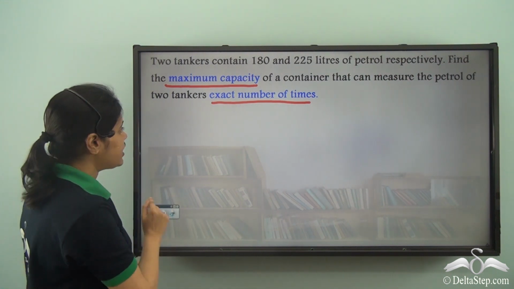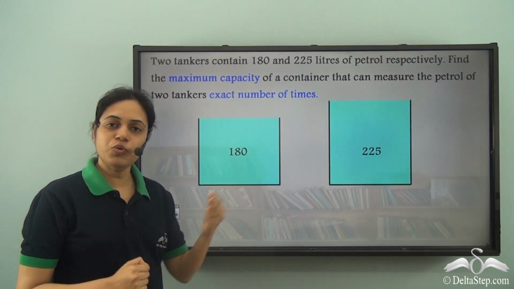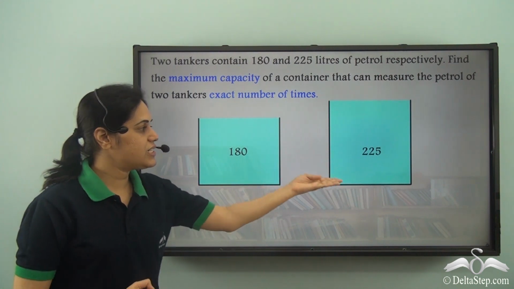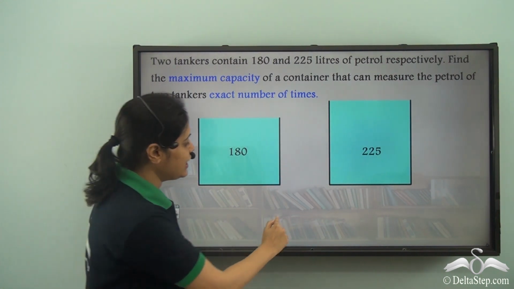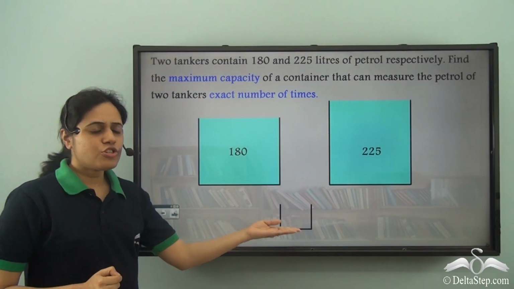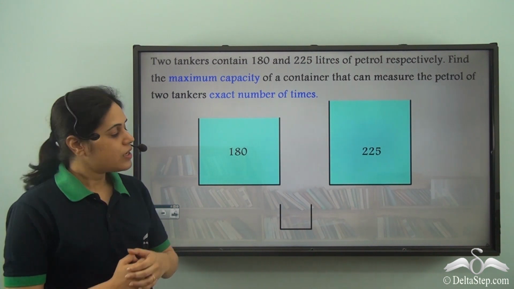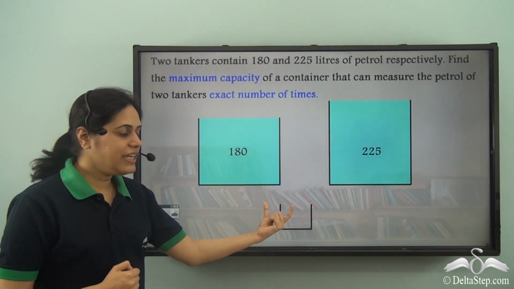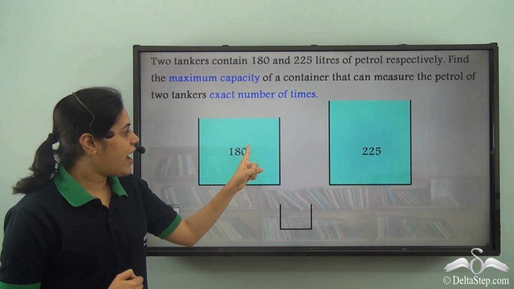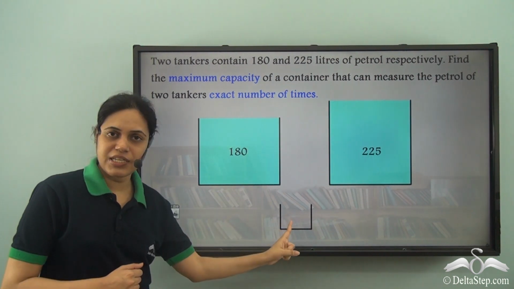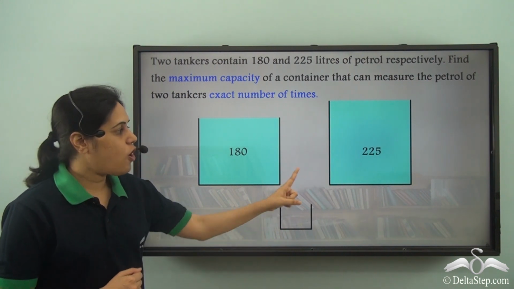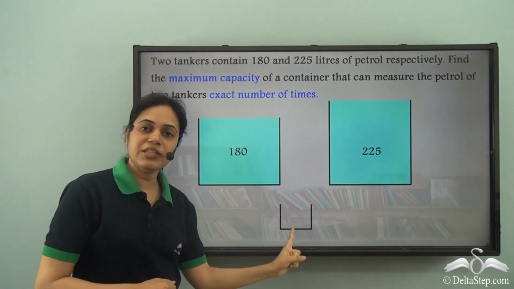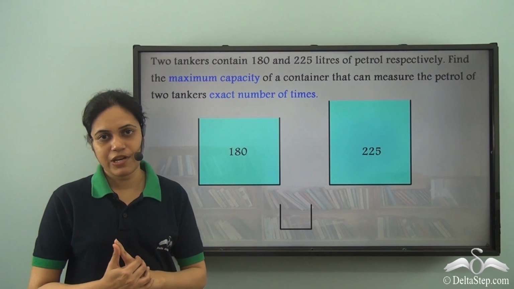So say for example, these are the two tankers containing 180 and 225 liters of petrol. Now I need a container. So suppose this is my container. Now I need a container such that I can measure this 180 using this container an exact number of times. Also this 225 using this container an exact number of times.